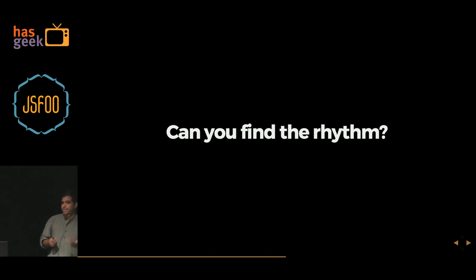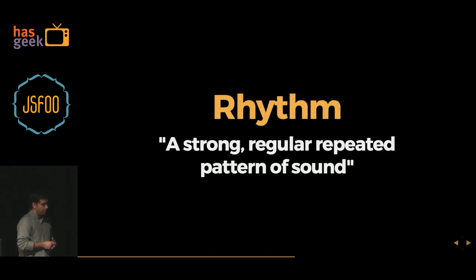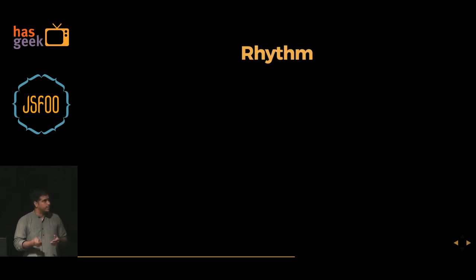Can we then take this beat forward and visualize it as a rhythm? And what is rhythm? Rhythm is nothing but, again, a beat, or a strong, regular, repeated pattern of sound. So if we can pick up this pattern, we can start to visualize the rhythm very quickly.